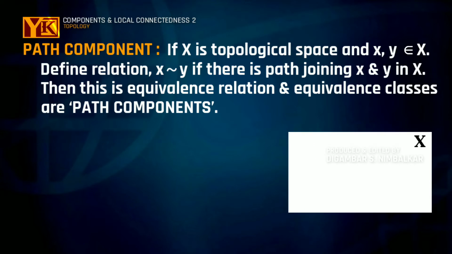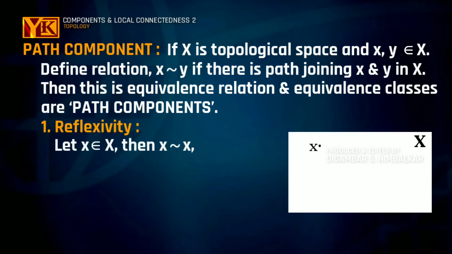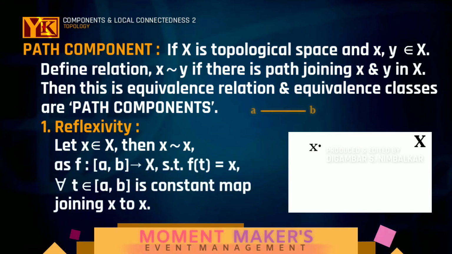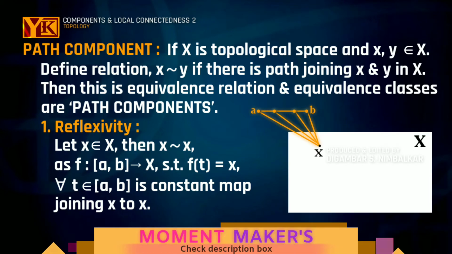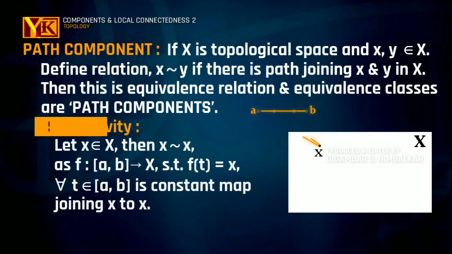We'll see how it is an equivalence relation. For reflexivity, if we have x in X, then x will be equivalent to x because there will exist a constant map f from closed interval [a, b] to X such that f of t is equal to x for all t belonging to the closed interval [a, b].